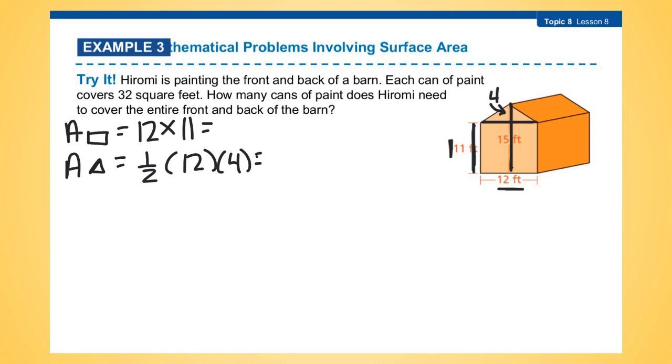All right, now I've given you some help to get you started. You're going to find the area of your rectangle and you're going to add the area of your triangle. Remember, he has to do the front and the back. And then finally, once you have your surface area, each can of paint covers 32 square feet. So how many cans of paint are needed? All right, at this point, I want you to pause me and work out the rest of that problem and then come back for checking.